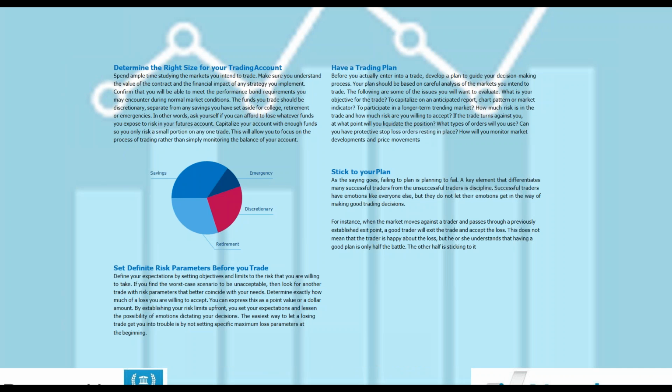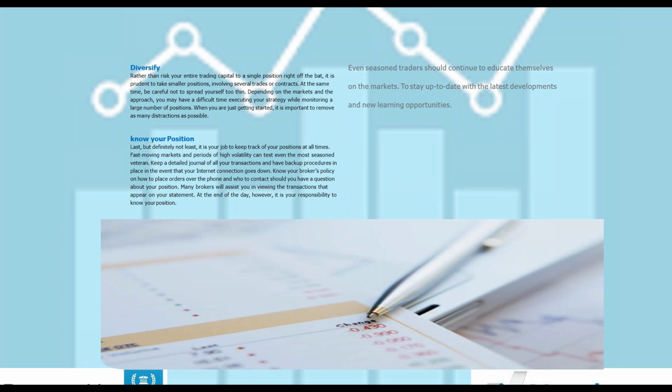So determine the right size of your trading account. Have a trading plan. Stick to your plan. Set definite risk parameters at all times. Diversify. Know your positions. Every seasoned trader should continue to educate themselves on the market to stay up to date with the latest developments and new learning opportunities.